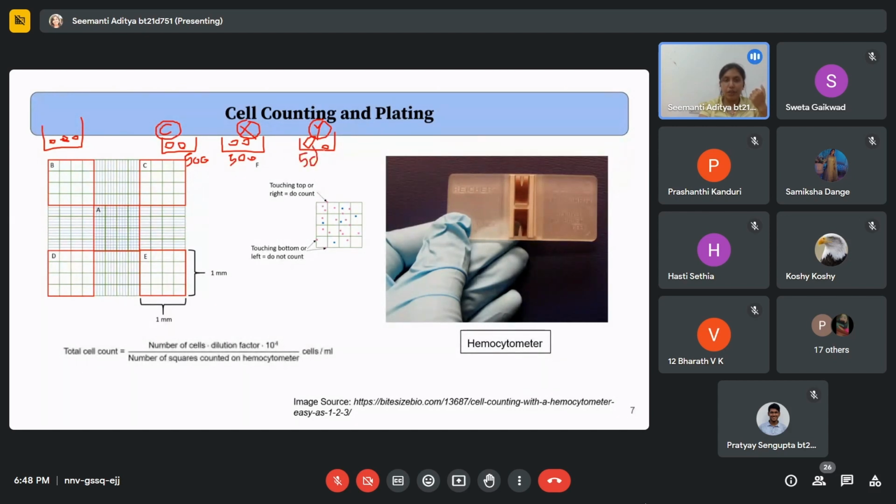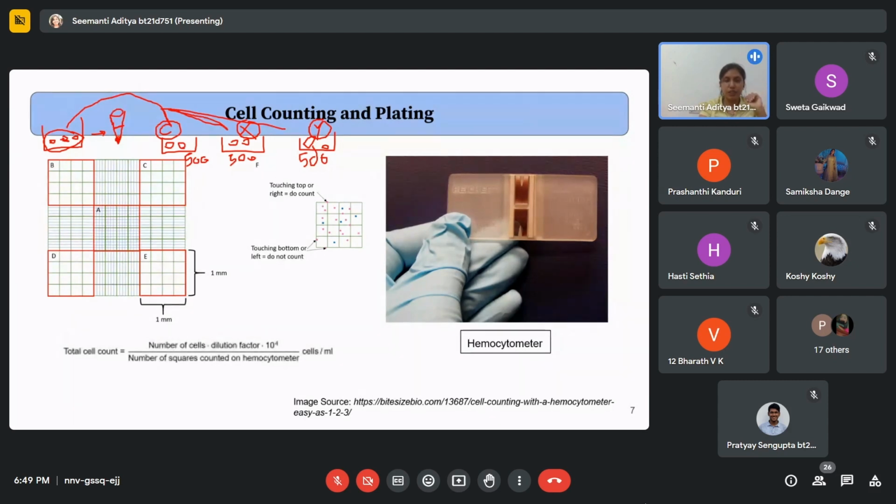So we have to take the dish that we want to split into three categories, so three other dishes. We trypsinize the cells, and after trypsinizing, we centrifuge it. So we will get a cell pellet, and a supernatant. This supernatant we will discard, and we will put fresh media here.